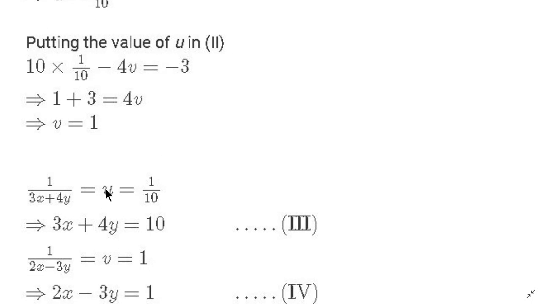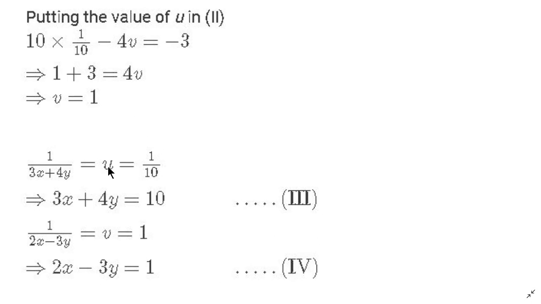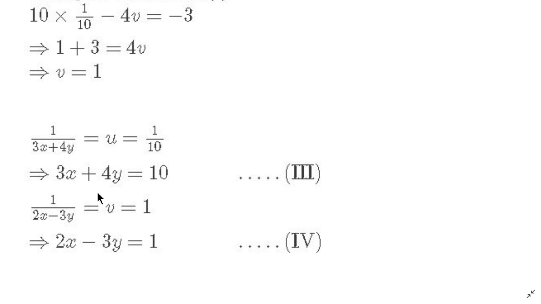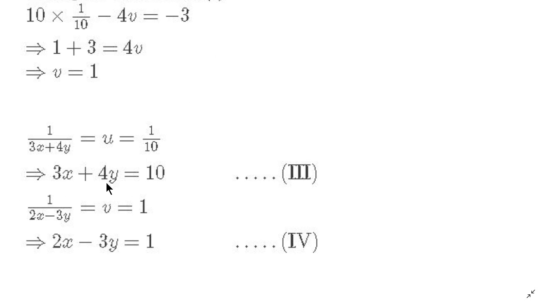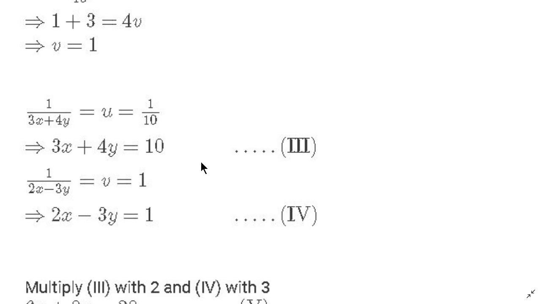1 upon 3x plus 4y is equal to u, which is 1 by 10. Now we found out 1 by 10 is the value of u. Now we can find the new equations. 3x plus 4y into 10. Cross multiply: 3x plus 4y is multiplied with 1, so it is the same, and 10 multiplied with 1 is equal to 10. So this is the new equation.